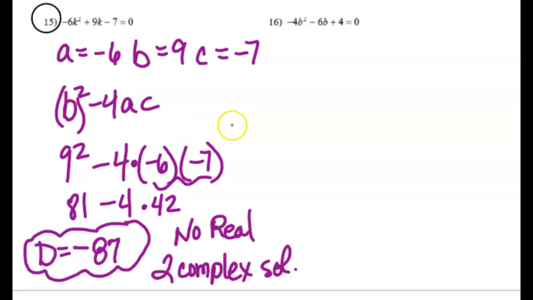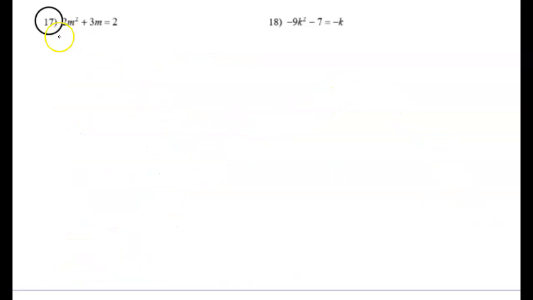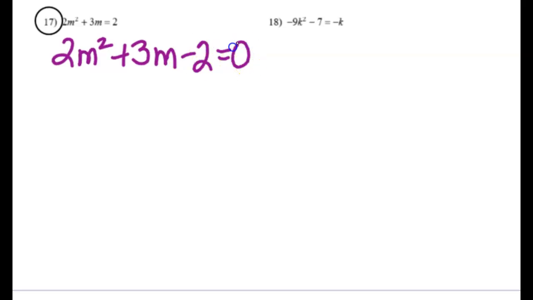All right, what have we had so far? A 0 and a negative 17. What's the first thing we have to do here? Yeah, it's got to make it 0. Good job. 2m squared plus 3m. We move that 2 over to the other side. It becomes -2 equals 0.